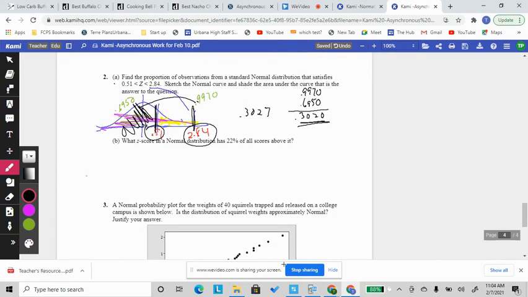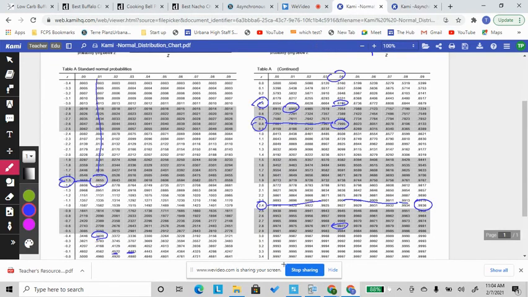All right, so what is the Z-score in a normal distribution that has 22% of scores above it? So this is 0. We want 22% above it. So 22% above it is 78% below it. So you can go to your Z-score chart and look for the closest thing to 78%, or 0.7800. The closest thing is right here. That is 6 away.